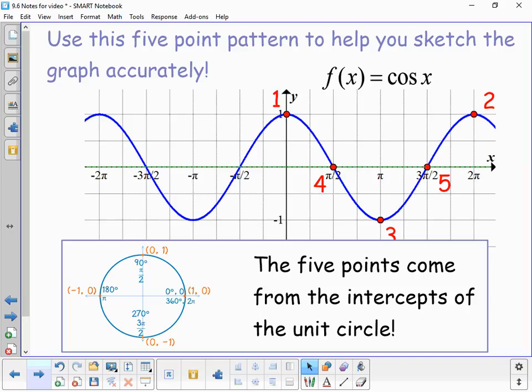And again, those 5 points just come from the intercepts of the unit circle. It's just that this time we're talking about cosine. So it would be the angle 0 and the value 1, the angle pi over 2 and the value 0. And these are just the cosine values, so we use the x coordinates.